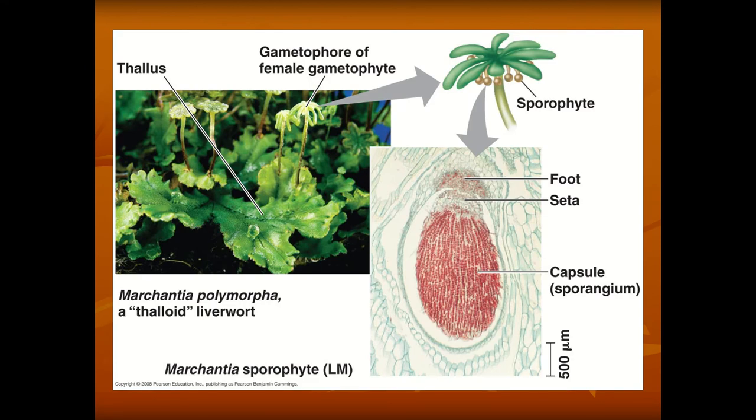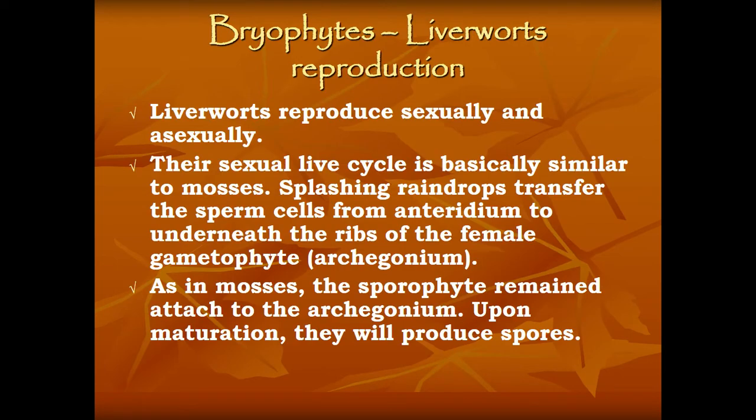Okay, for Marchantia, they're producing a thallus, as you can see over here. It does not look like a stem, roots, or leaves. Liverwort reproduction is either sexual or asexual. The sexual life cycle is basically similar to the other phylum just now, which is mosses.